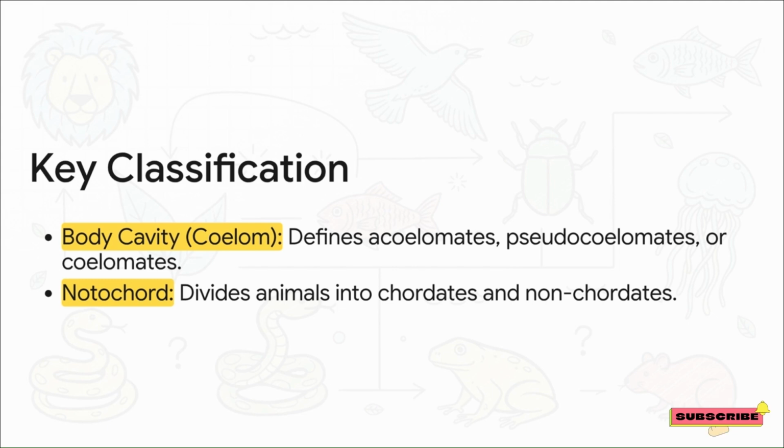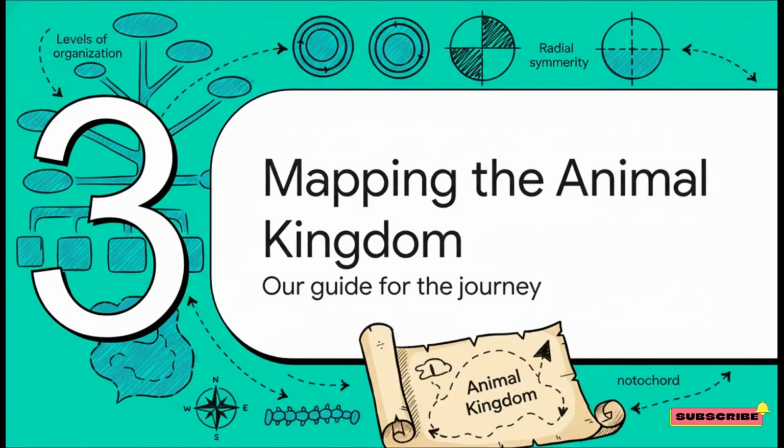But the second one, this is the big one, the notochord. Just think of it as a flexible rod running down the back. Whether an animal has this or not, well, that creates the single biggest fork in the road for the entire animal kingdom. You're either a chordate or a non-chordate. Okay, so now we have our toolkit, right? Levels of organization, symmetry, body cavity, and that all-important notochord.